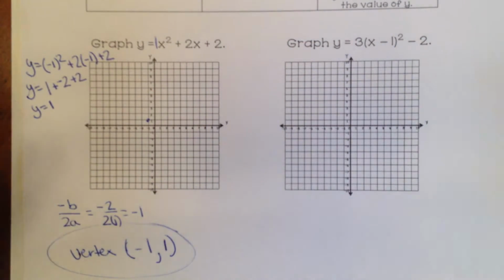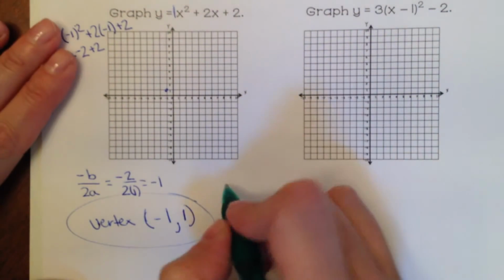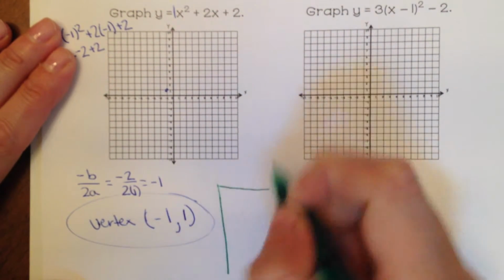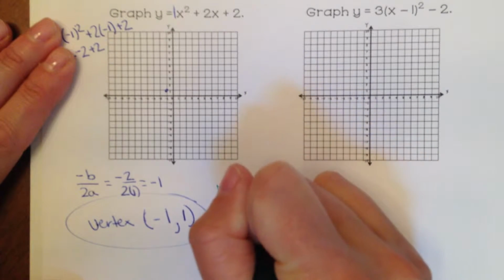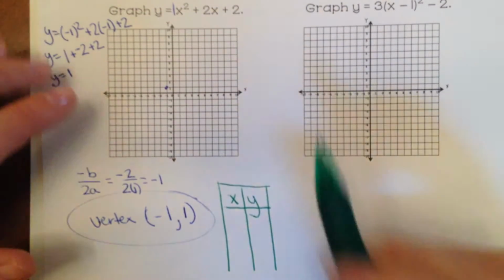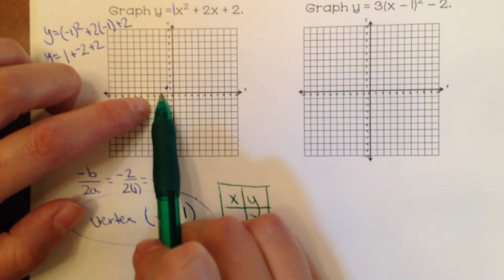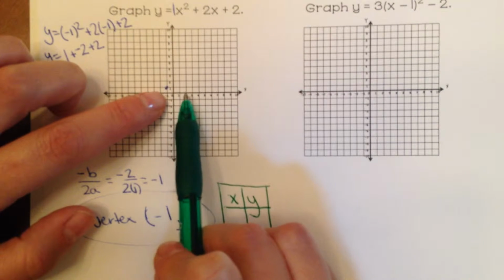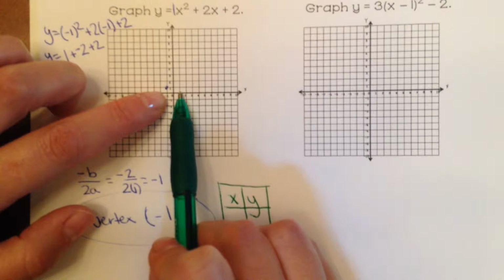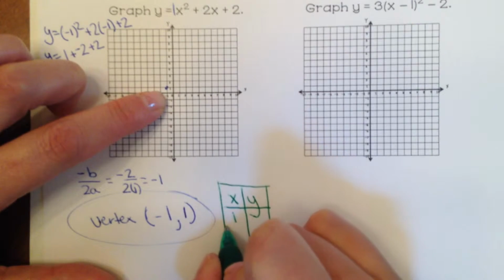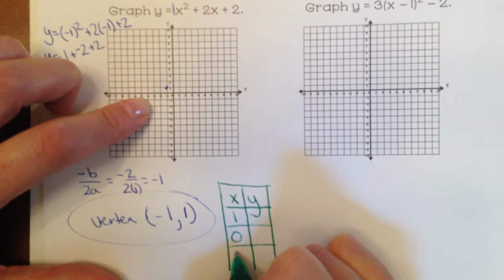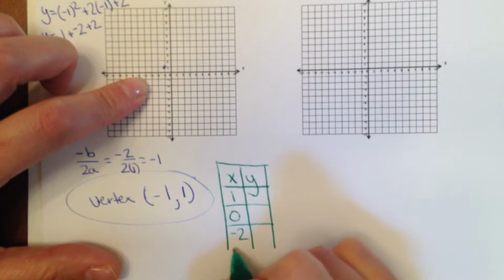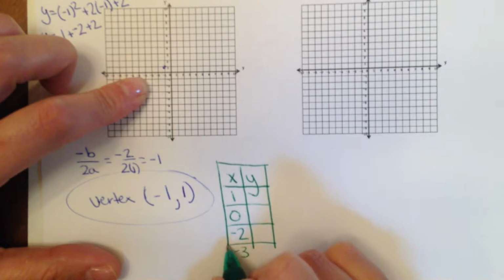Okay, I also need a couple more points so I can figure out what this graph is going to look like. I'm going to use a table for that. So plug in some x points and you'll get out the y coordinate. So I'm going to do a couple points bigger and a couple of points smaller on the x-axis. So how about x is 1 and 0 would be 2 points larger than it, and negative 2 and negative 3 would be 2 points smaller than it.